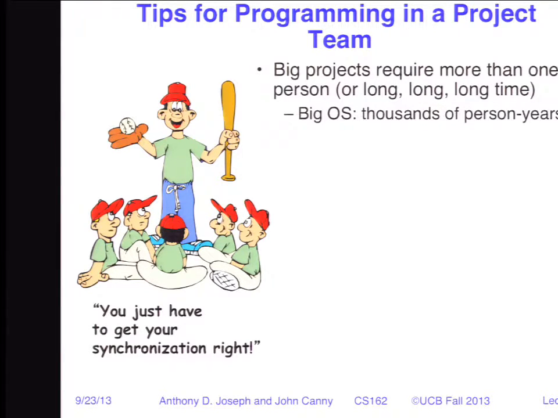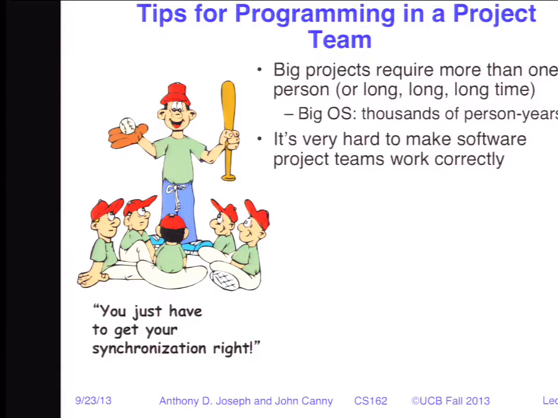So you could have one person work on an operating system, but unless it's a really small operating system, it's going to take them many, many years. Big operating systems typically have thousands of person years of work. Right? Why is it that Microsoft only releases a new operating system every couple of years, or Apple releases an operating system once a year? Because it's a massive undertaking to implement all that code and get it correct.